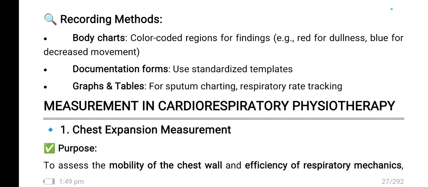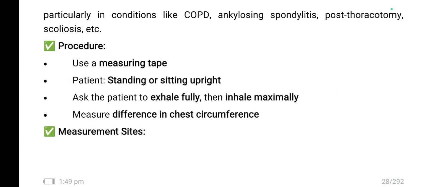The purpose is to assess the mobility of the chest wall and the efficiency of respiratory mechanics, particularly in conditions like COPD, ankylosing spondylitis, post-thoracotomy, scoliosis, etc. Procedure: use a measuring tape. Ask the patient to stand or sit upright, exhale fully, and inhale maximally. Measure the difference in the chest circumference with the help of an inch tape.